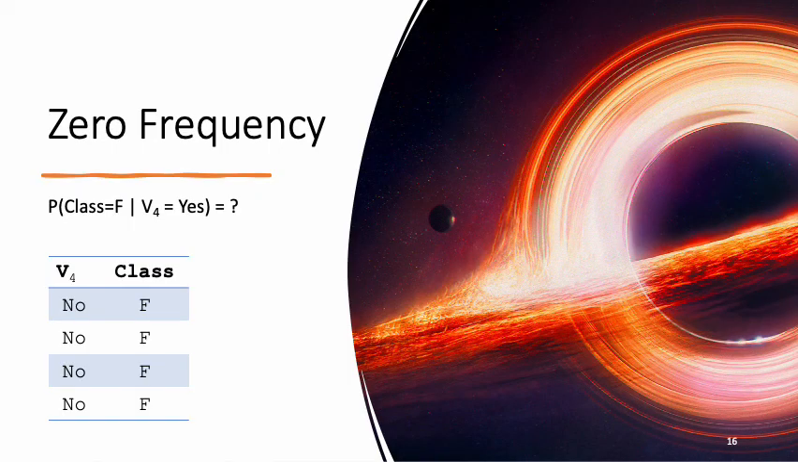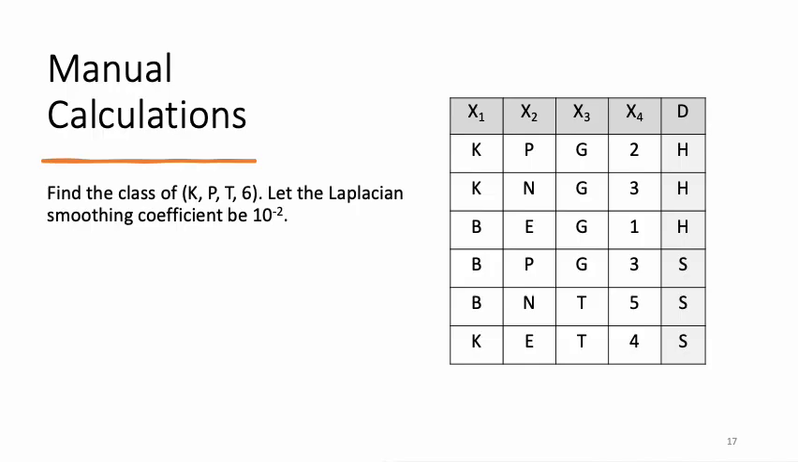The most common method used to overcome this problem is Laplacian smoothing. Laplacian smoothing works by adding a small constant to each count value. We will generally use a number like 10 to the power of -2. The dataset on the screen contains 3 categorical and 1 numerical feature. Our question is based on the example <K, P, T, 6>. To include the zero frequency problem, the Laplacian smoothing factor is set to 10 to the power of -2.